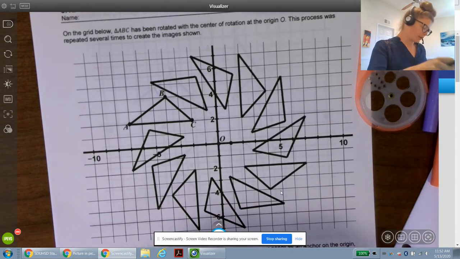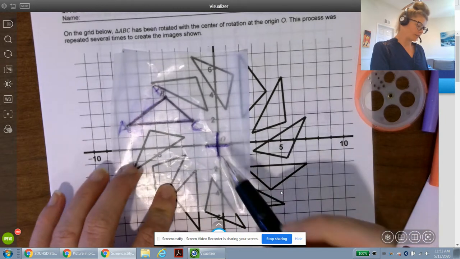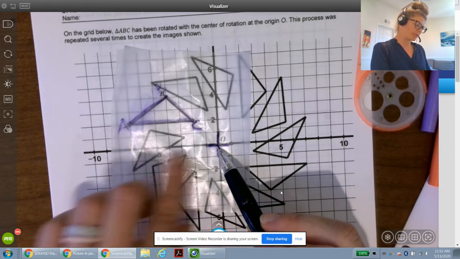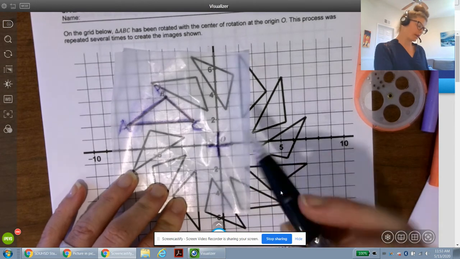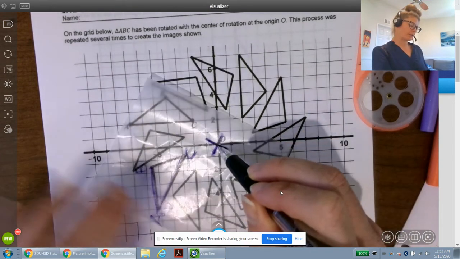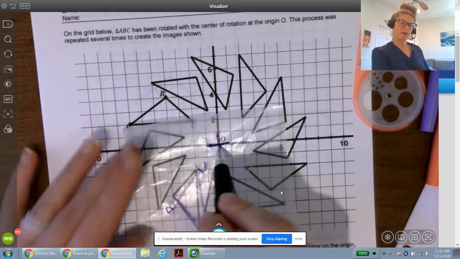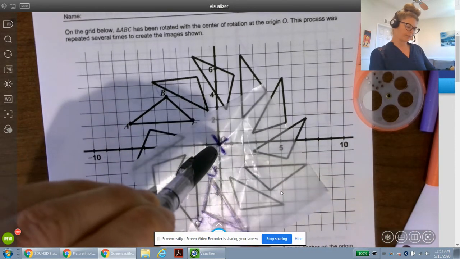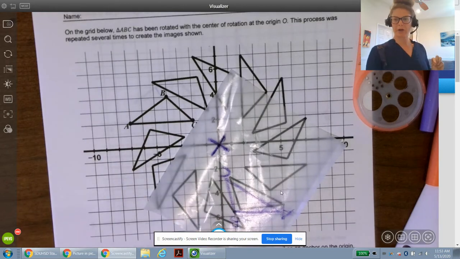So I just did that. I traced triangle ABC and the XY axis. And really you just need to make a little cross. You don't have to trace the entire XY axis. It's just so you can keep your center of rotation there. Pencil works really well, or sometimes I find my finger doesn't work as well because it slides around.